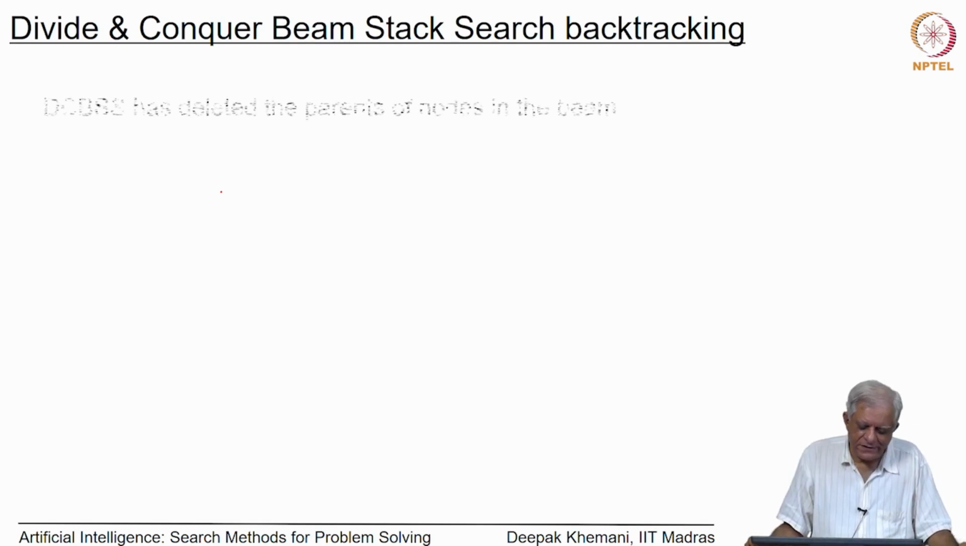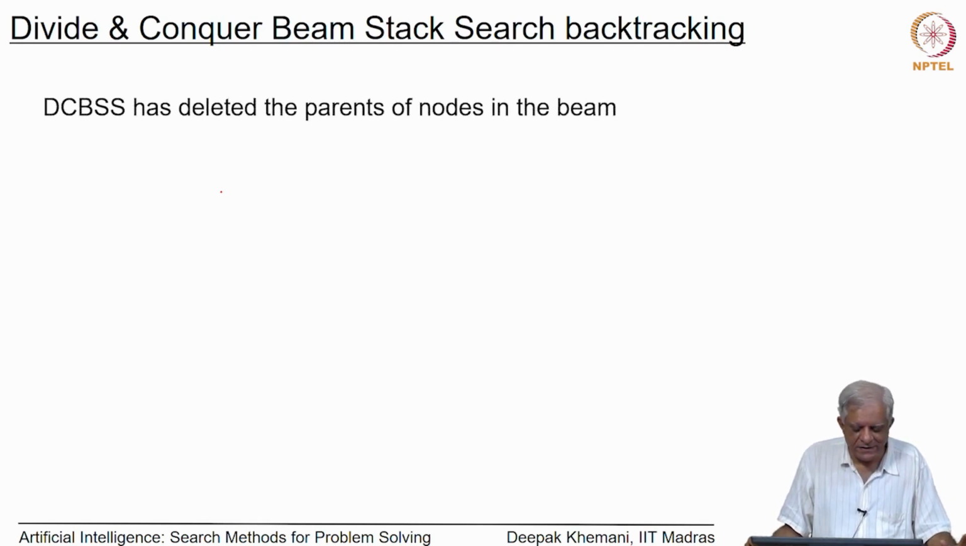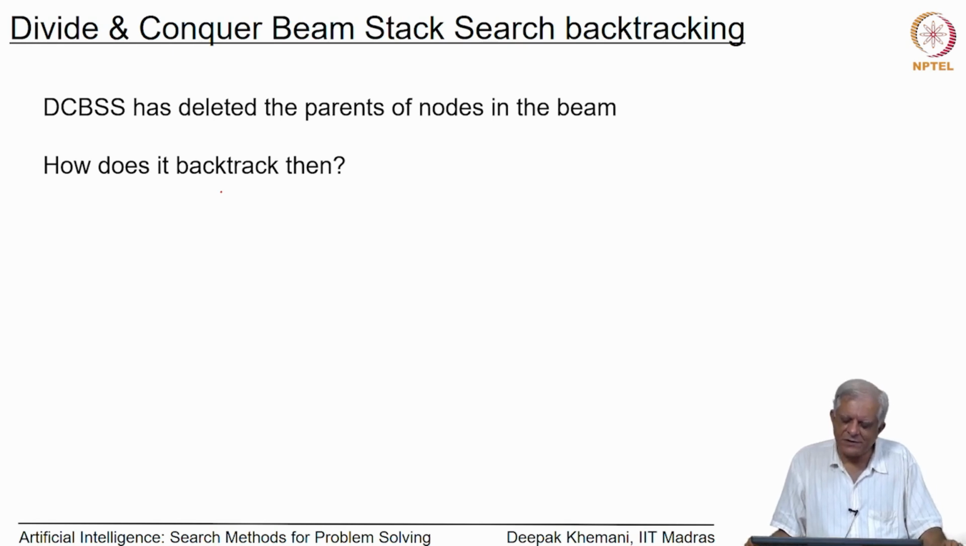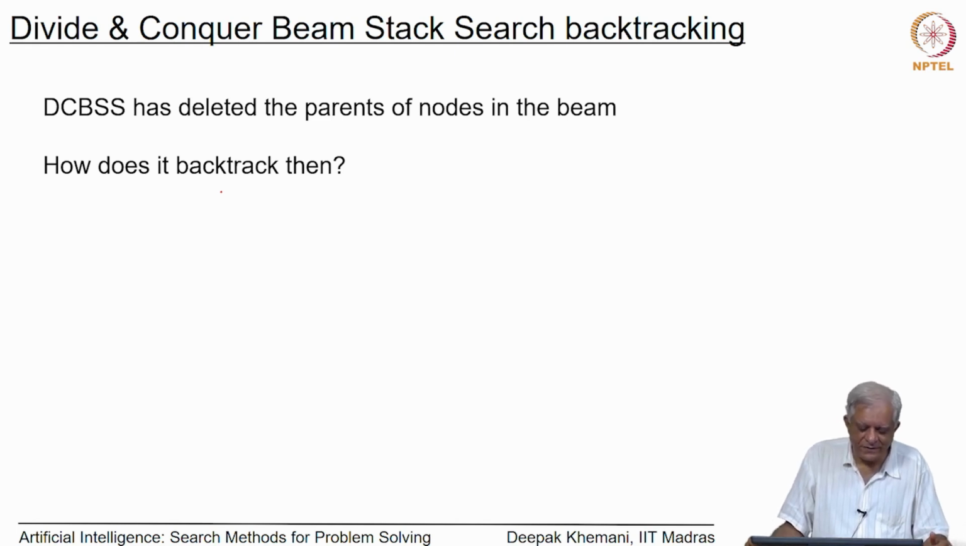So, how does divide and conquer beam stack search do backtracking? Divide and conquer beam stack search has deleted parents of nodes in the beam, so how does it backtrack? That is a question that I will ask you to ponder over for a few minutes. Think about how this can be done and come back in a few minutes if you have some suggestion. I will give you the answer when you come back. So, pause the video here and come back after 5 minutes.